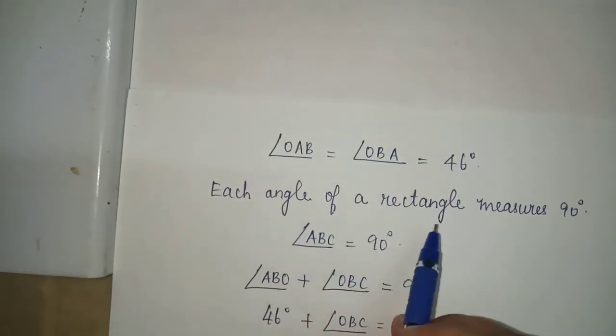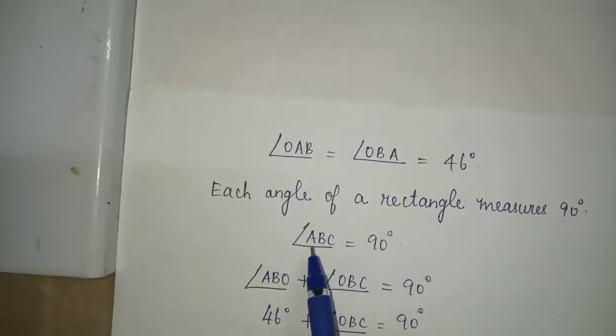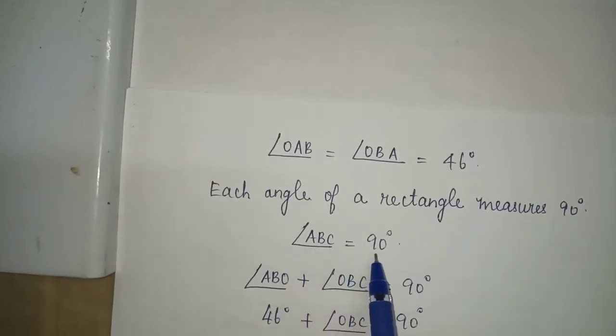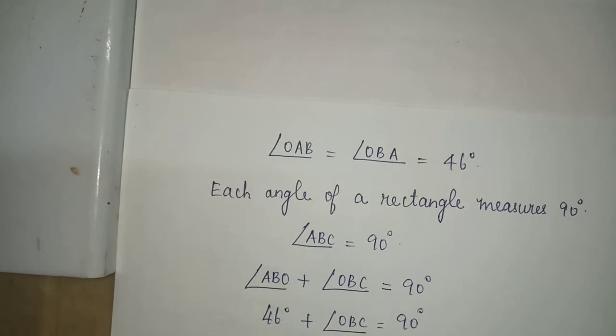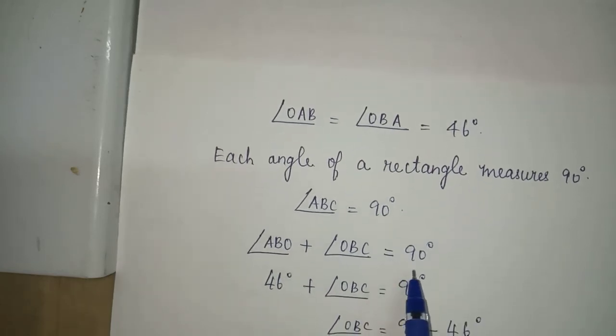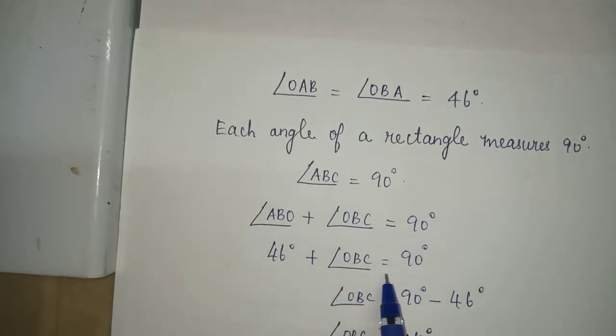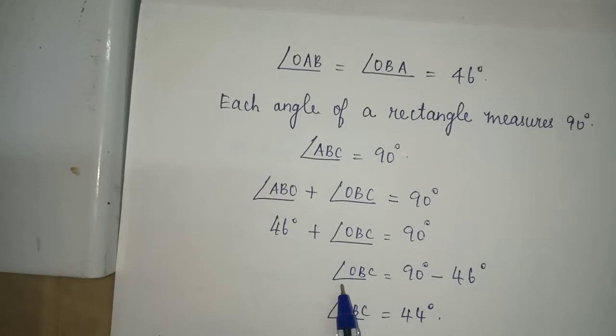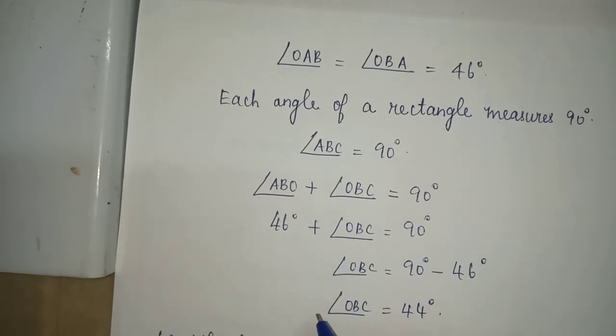Each angle of a rectangle measures 90 degree. Angle ABC is equal to 90 degree. Angle ABO plus angle OBC is equal to 90 degree. We know that angle ABO is 46 degree, plus angle OBC is equal to 90 degree. So angle OBC is equal to 90 degree minus 46. Therefore, the angle OBC is equal to 44 degree.